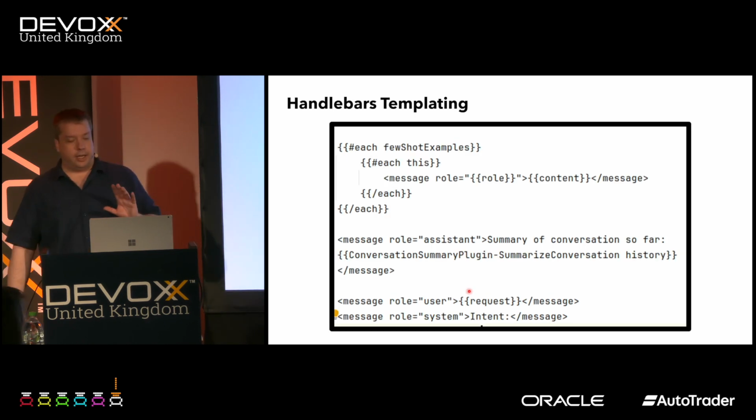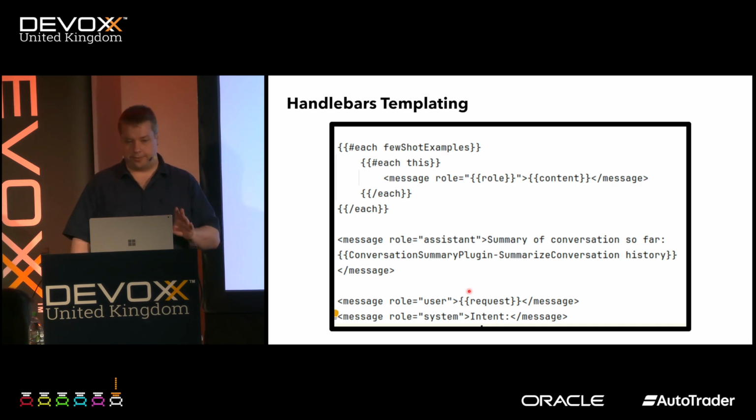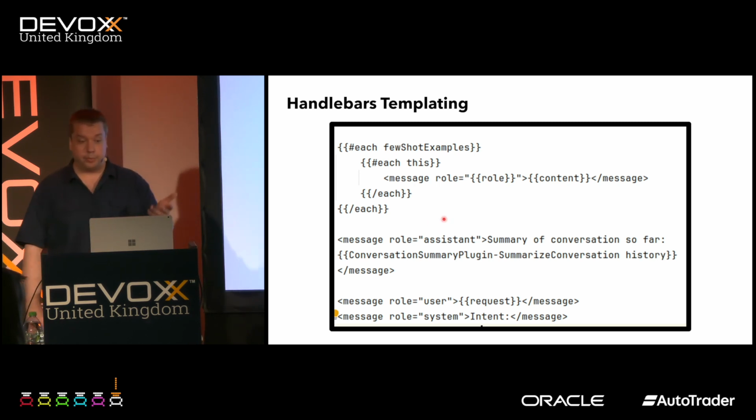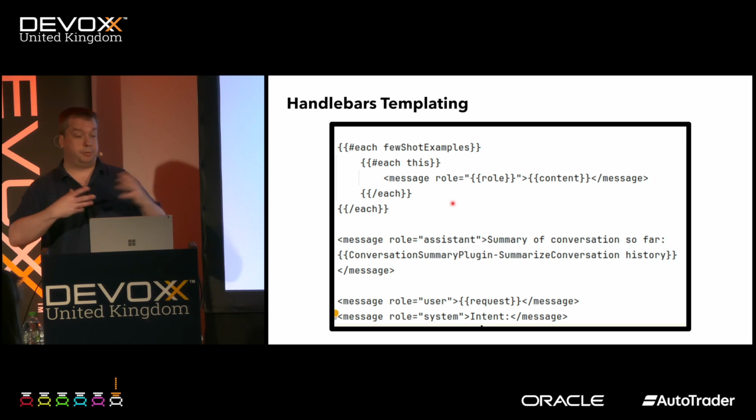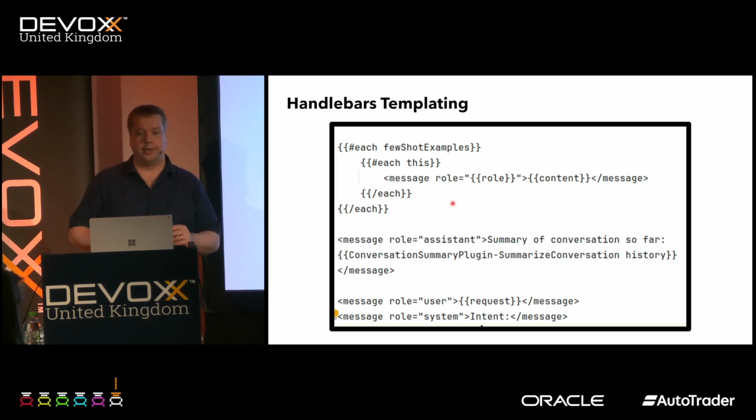If we want something a little more featured, we do have handlebars templating. This is where we can do things like iterations. So if we give things like a list of few-shot examples, we can iterate through those examples and build up a prompt with lots of messages that show examples of the bot working correctly.